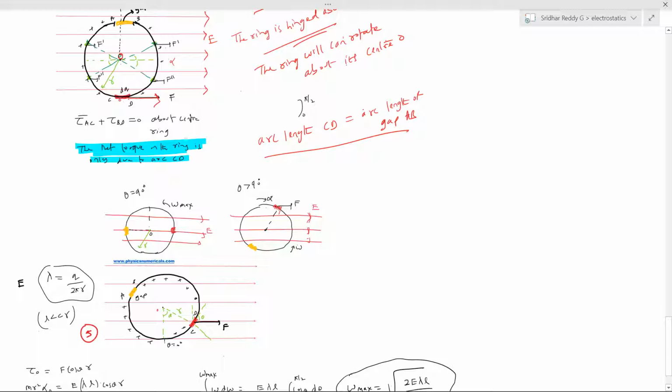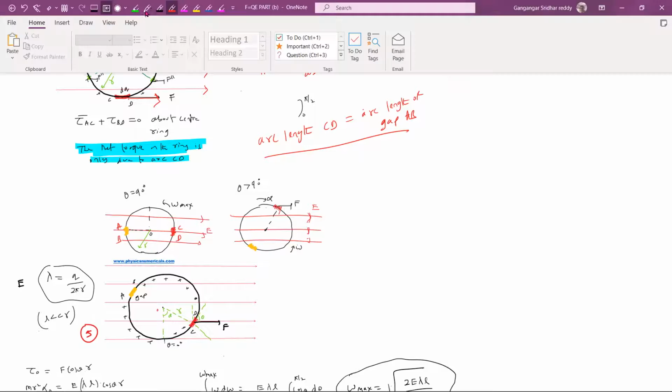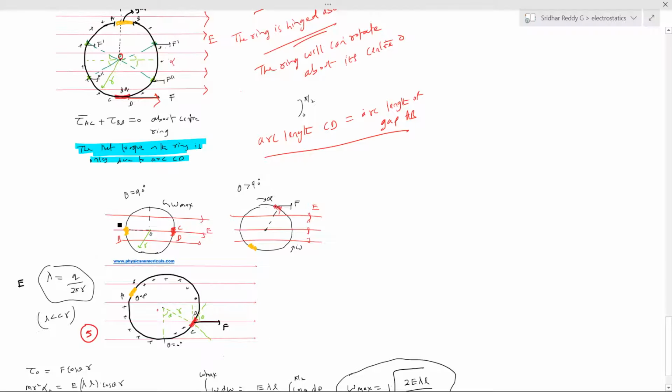Then the same arc length CD and the gap is here. These diagrams are very important. This arc length. When the gap becomes vertical, the CD will also be vertical, because AB and CD should always be opposite. Now what I can say is that the ring has maximum angular velocity, because the torque will be decreasing, but the angular velocity will keep on increasing. Now in this position, the ring will have maximum angular velocity.